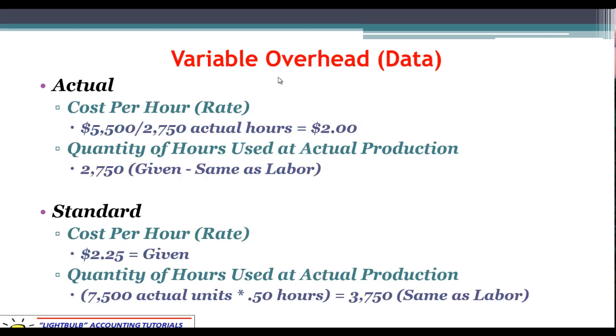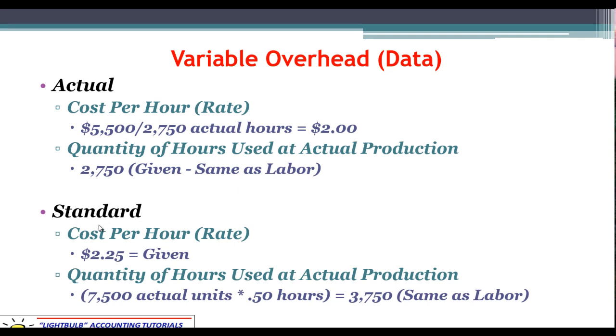Now we're going to talk about the variable overhead, which some of this will match the labor, but not all of it. We had to back into the actual rate per hour for this. If we go back, we saw that the total actual variable overhead was 5,500 divided by the actual total hours of 2,750. We get a $2 rate per hour of actual rate. The quantity of hours used at the actual production is going to match what we had for labor. The quantity has to stay the same as labor since we're applying variable overhead based on hours.